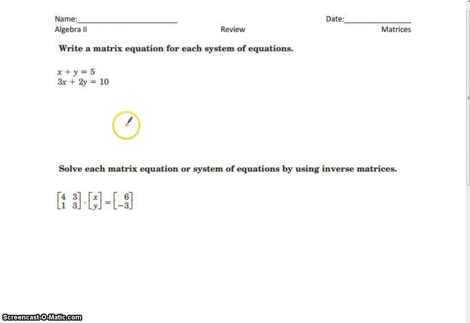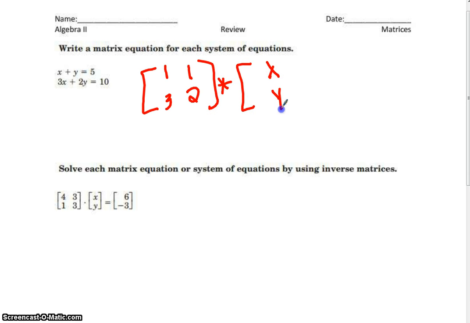Okay, you need to write a matrix equation for each system of equations. So remember, you have your A, B, C, D, your X and your Y, and your numbers. So this one would be 1, 1, 3, 2 times your variables X, Y equals your answers 5, 10. And that's all you have to do for that one.